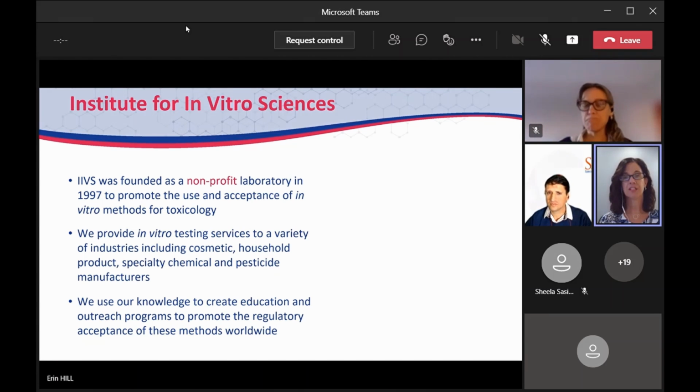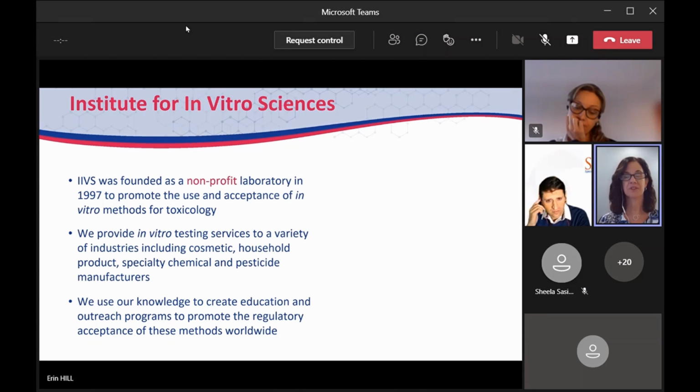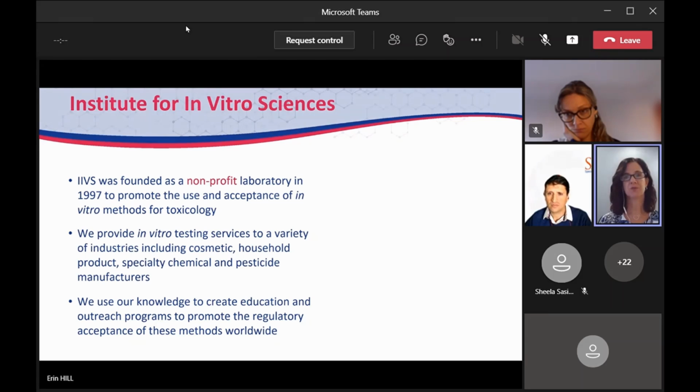We have really two parts to our organization. The first part is an in vitro laboratory. So we offer a wide variety of in vitro methods for skin irritation and corrosion, eye irritation, skin sensitization, phototoxicity, respiratory investigations. And we offer these to many different clients, cosmetic, agrochemical, chemical, because this same toolbox, these tools, can be used to support safety assessment and efficacy studies of many different types of products.